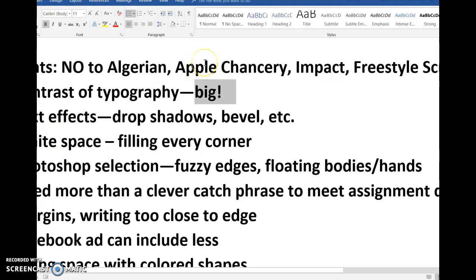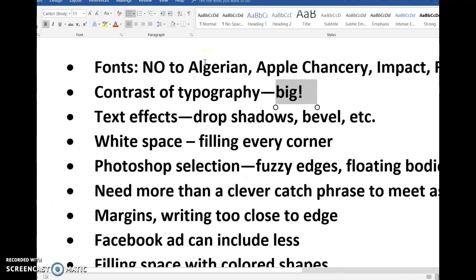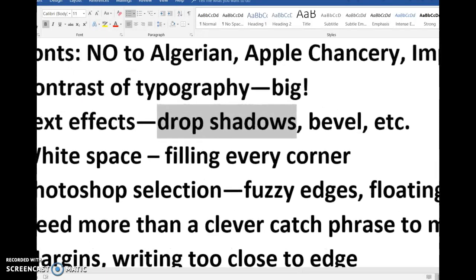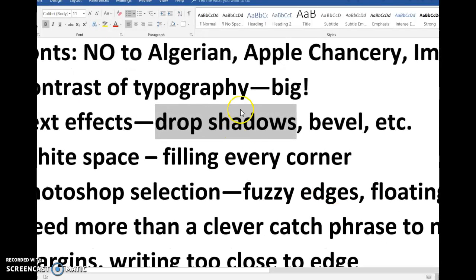Something else is text effects. Be very, very careful with drop shadows and bevels, okay? When it comes to drop shadows, there's a rule. The rule is to keep it light and to keep it tight. So what that means is if you are using a drop shadow, you don't want it to be super dark, and you want the shadow to stay very close to the actual letter.